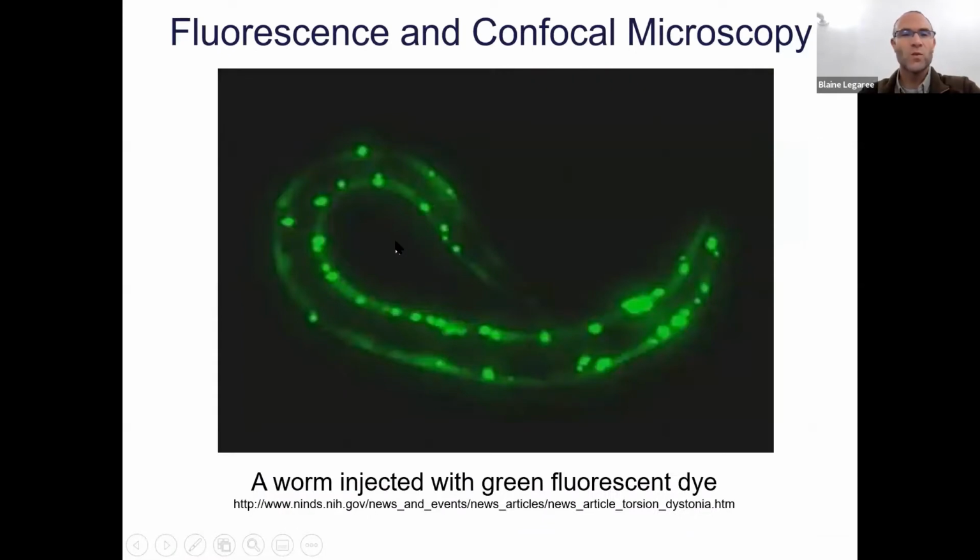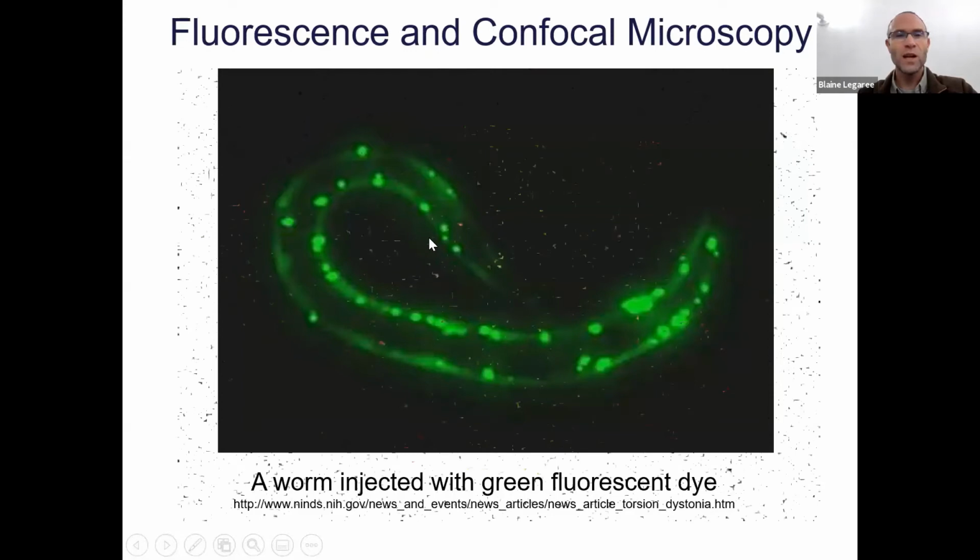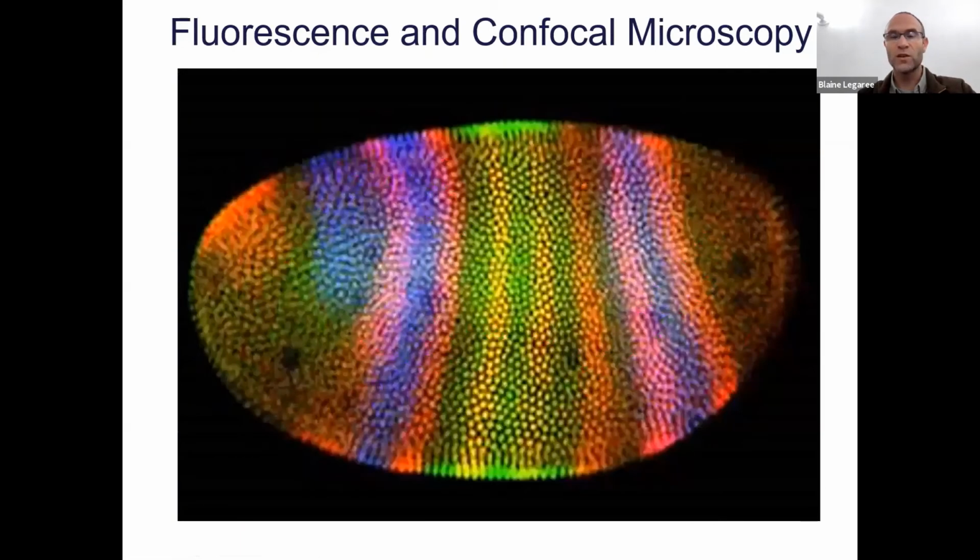There's another one. Here's a worm. I'm not sure why they inject it with a green fluorescent dye, but you can see the worm's skin very clearly. Here's another one. Again, I don't really know what they're trying to do other than make a rainbow cell. I thought it was kind of a cool picture, and so I thought I'd show it to you.